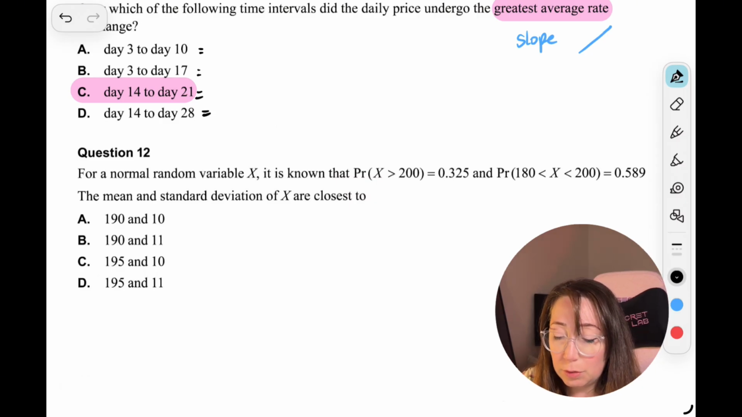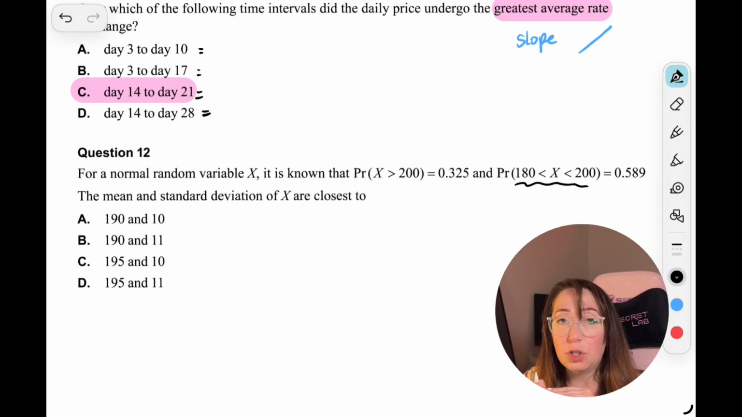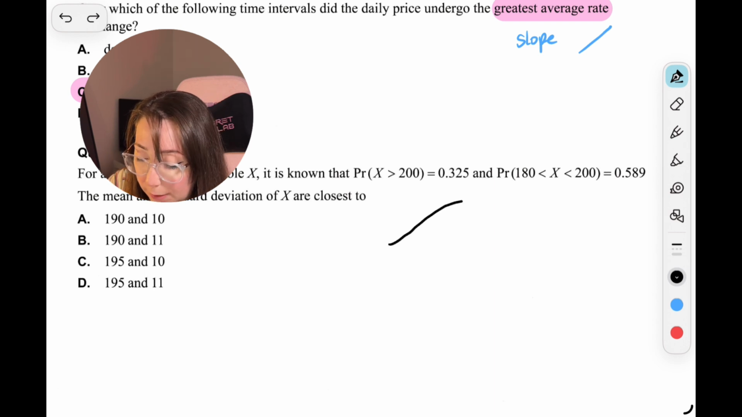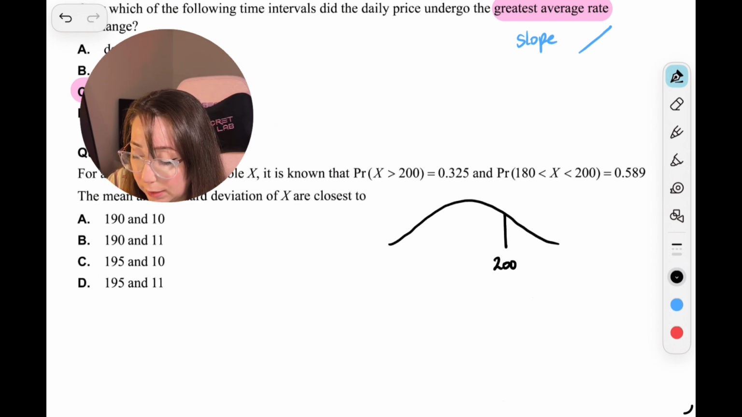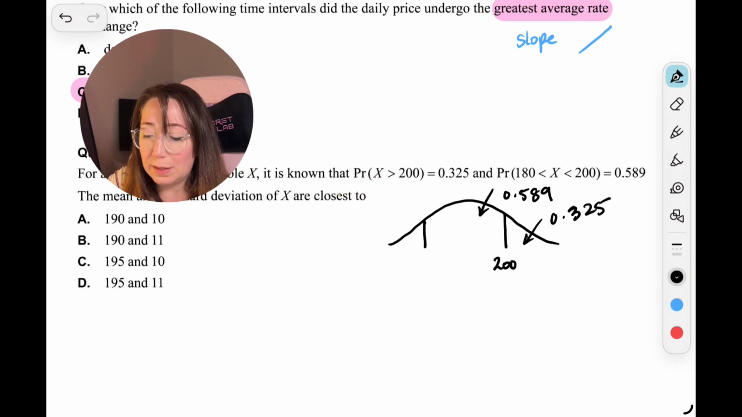So for the normal random variable, we've got these particular probabilities. What's unusual is when they give you an interval. Usually they just give you greater than or less than one particular value. So just so we can understand what is going on, let's try and draw what's happening. We can see that above 200, the probability is 0.325, and between 180 and 200, the probability is 0.589.